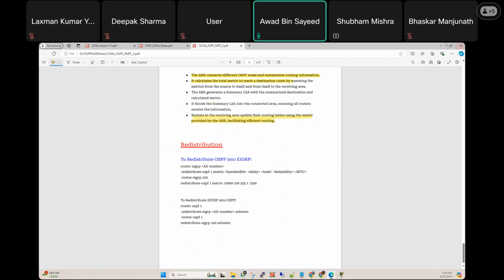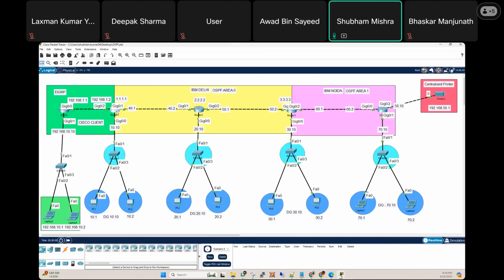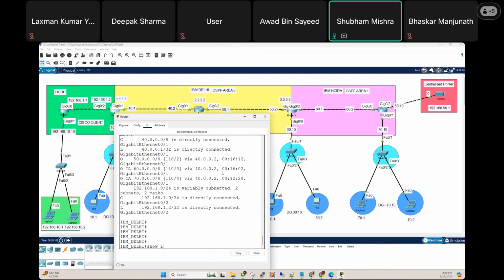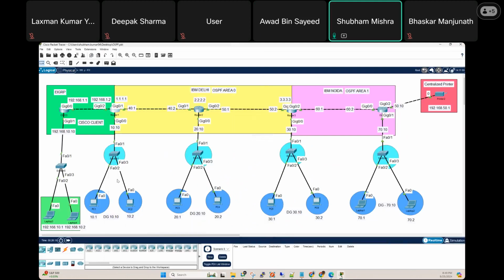Okay. Now, what is our task? On this router we already configured OSPF. Show ip protocol. But right now we are not able to ping our client Cisco. So for this, what do we need to do? We need to perform the redistribution.